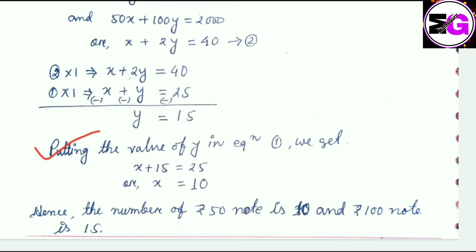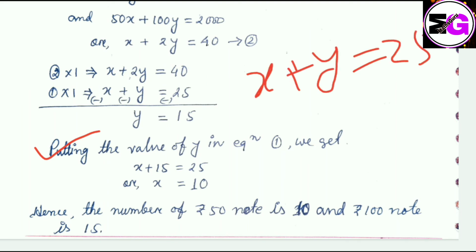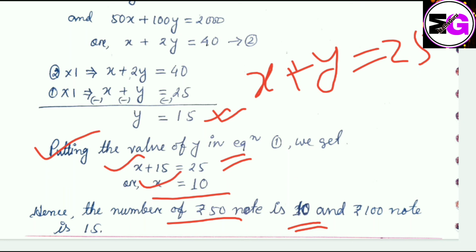So putting the value of y in equation 1, we get x plus y is equal to 25, that is 50 rupee notes and 100 rupee notes, the sum is 25. The value of y we already got is 15, so x plus 15 is equal to 25, or x equals 10. That means the number of 50 rupee notes is 10, because x is the number of 50 rupee notes, and 100 rupee notes is 15. So these are our required solution for the pair of linear equations x plus y equals 25 and 50x plus 100y equals 2000.